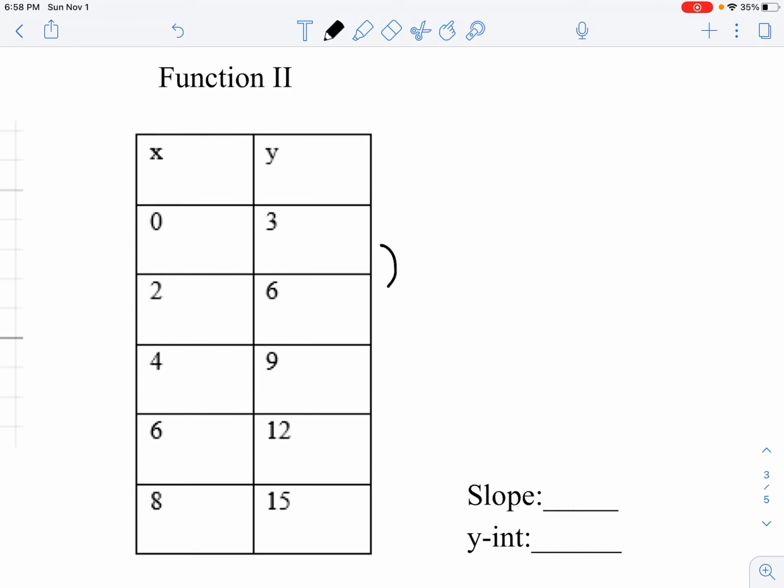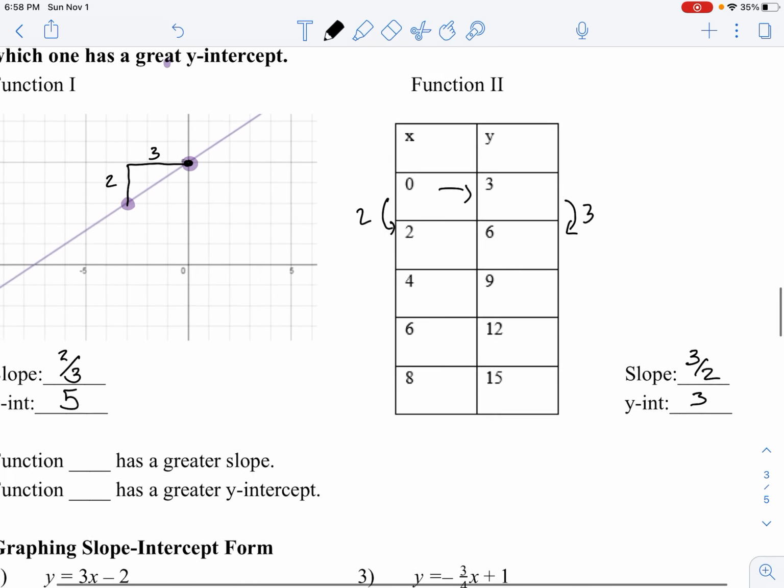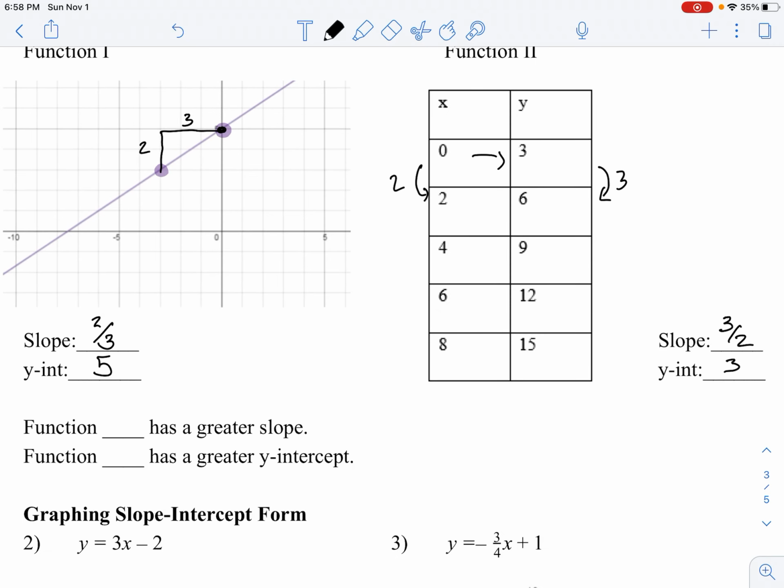for function 2. My change in y here is 3. My change in x is 2. So I've got to look and see if it's the same thing all the way down, and it does look like it is. So I will say 3 over 2 is my slope, and then my y-intercept is across from 0, right? So that's 3, and it looks like I've got what I need.